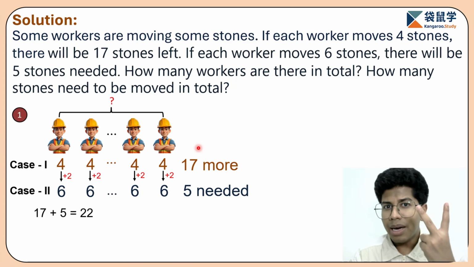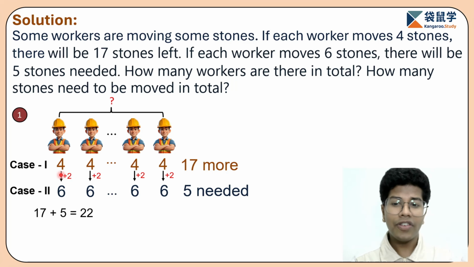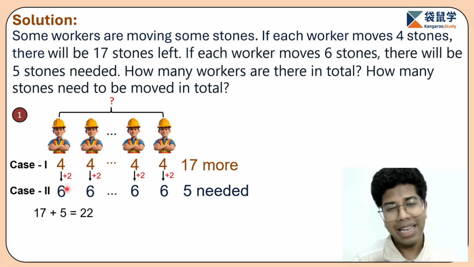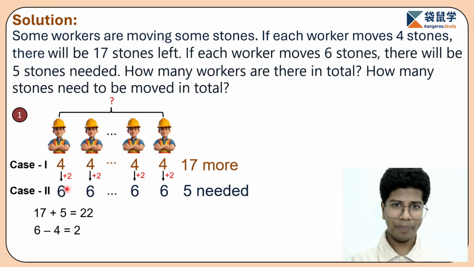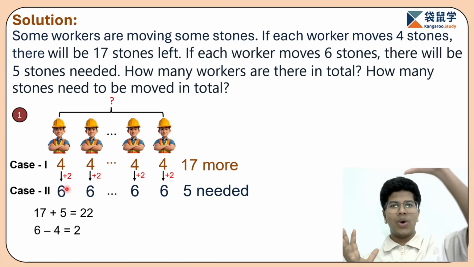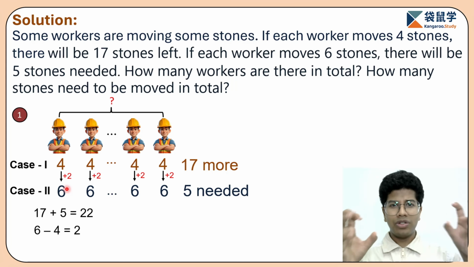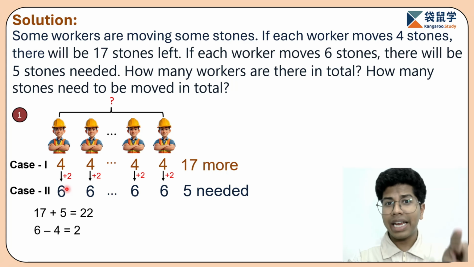And the other part of the equation we also don't need to forget, that is this 2. Where did we get this plus 2 from? It's simply the change, that is 6 minus 4, which is equal to 2. Now, there are in total 22 stones, and these 22 stones we have to distribute to each worker, where everyone is getting plus 2.